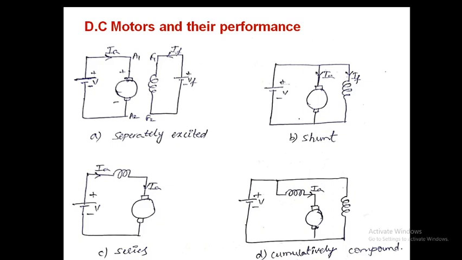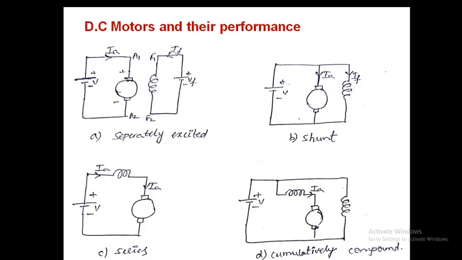Coming to the series type of motors, the inductor type coil is nothing but the field. The field is connected in series with the armature and to the supply. That is called the series motor. And in D, the cumulatively compound motor, a part of the field winding is connected in series with the armature. That combination is again connected in parallel with the field winding.